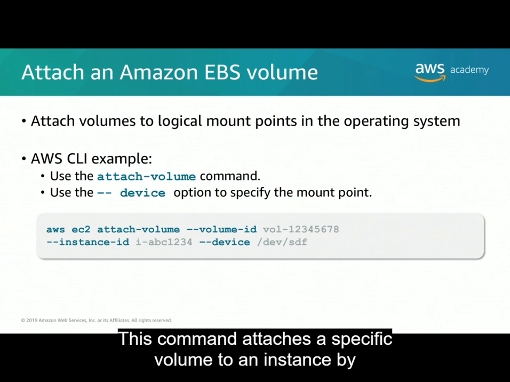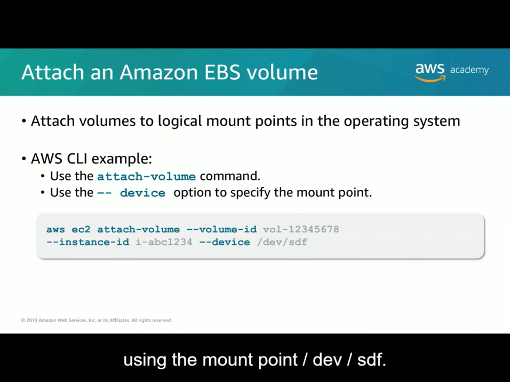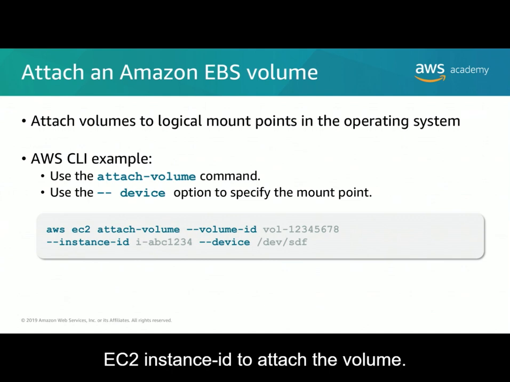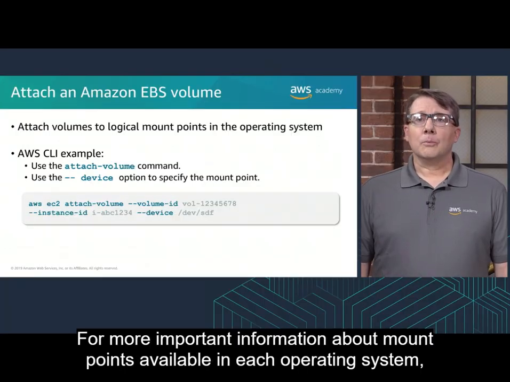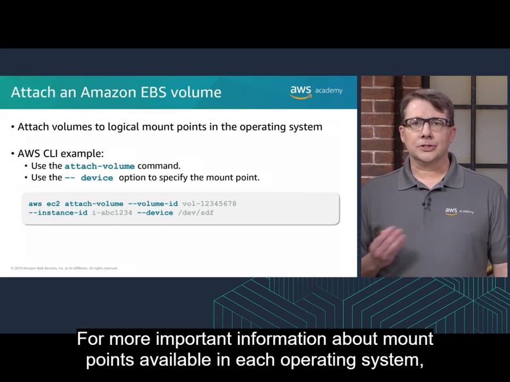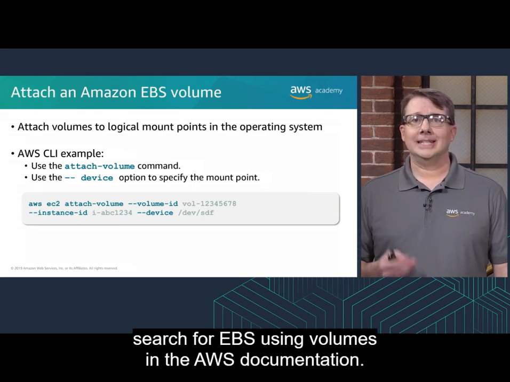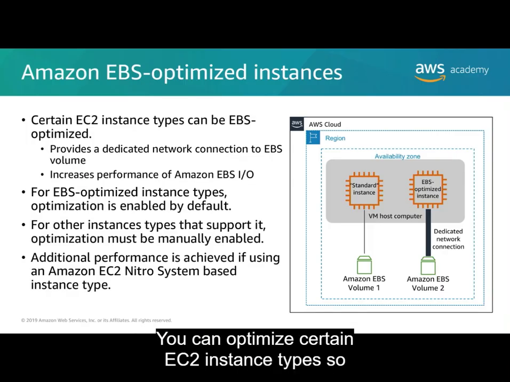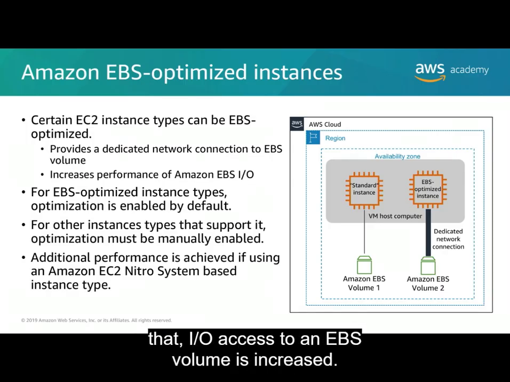This command attaches a specific volume to an instance by using the mount point /dev/sdf. It's important to note that you will need the EBS volume ID and EC2 instance ID to attach the volume. For more important information about mount points available in each operating system, search for "Using EBS volumes" in the AWS documentation. You can optimize certain EC2 instance types so that I/O access to an EBS volume is increased.